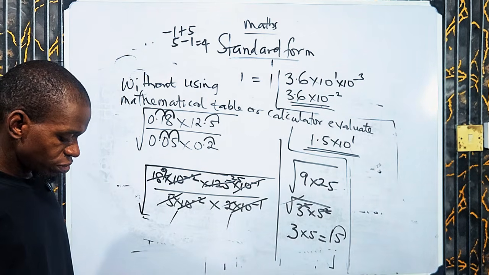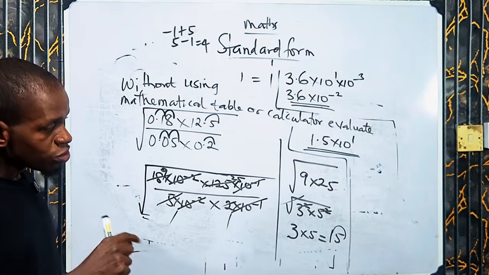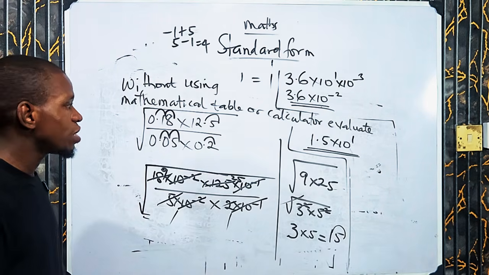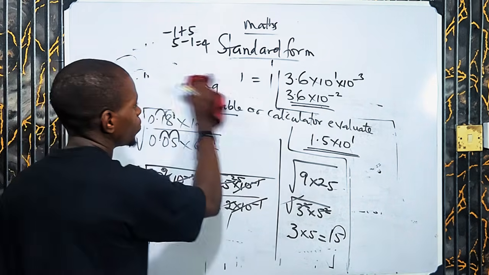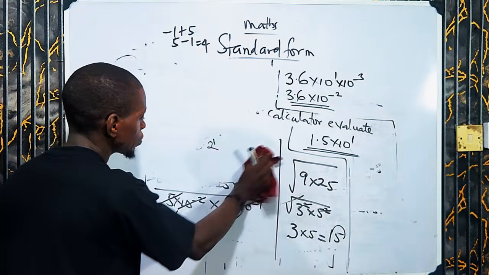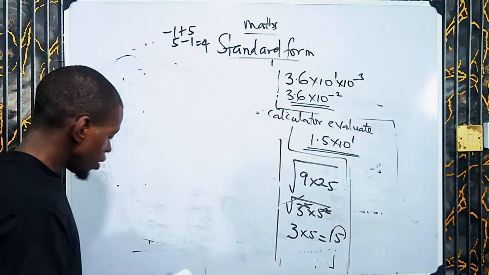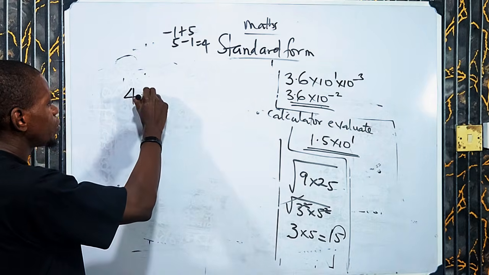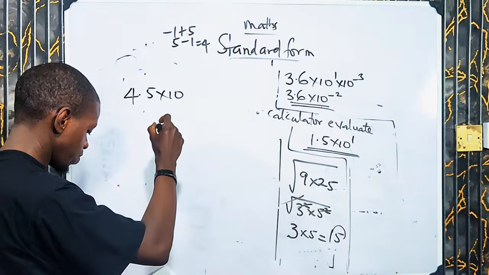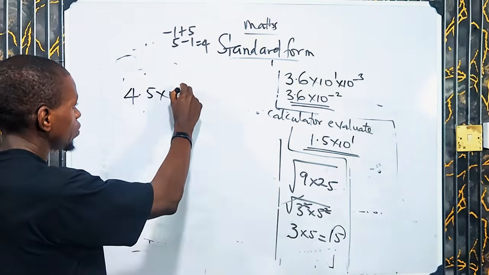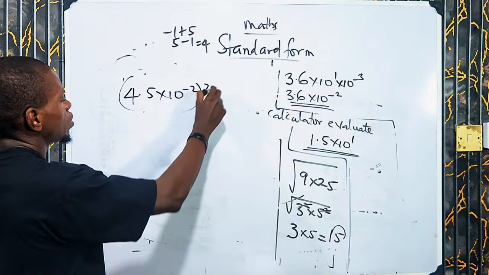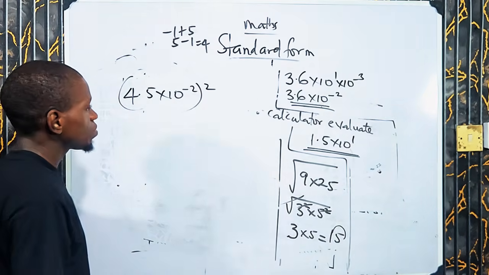So, let me just show you one more example before we wrap this session up. What if the question appears like this? What if we have something like 4.5 times 10 raised to the power times 10 raised to the power minus 2, all squared?